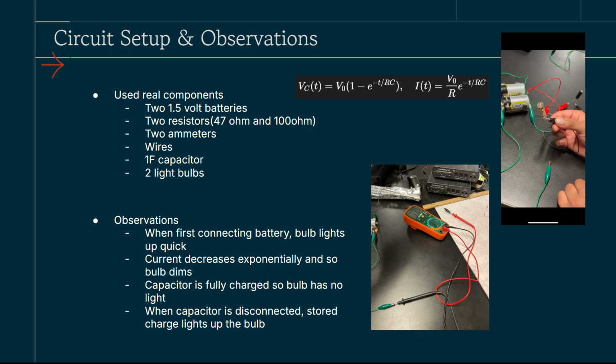But then when we disconnected the capacitor from the battery, we saw that the bulb lights up due to the stored charge in the capacitor.